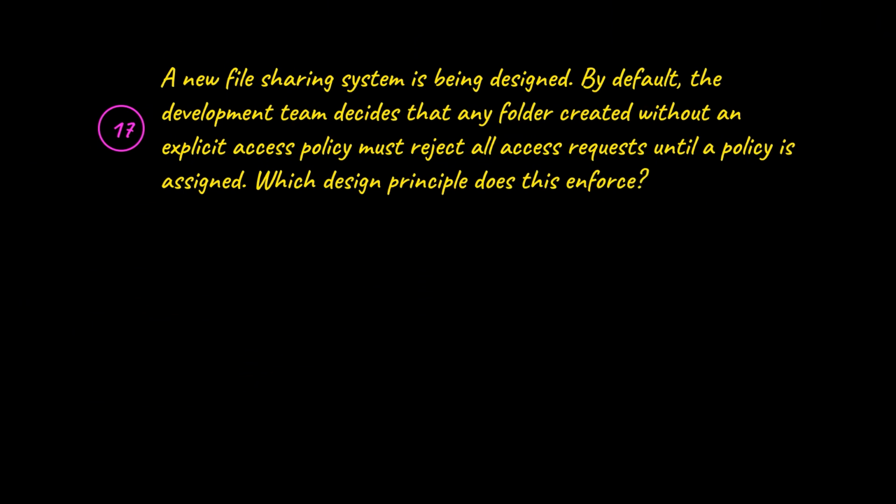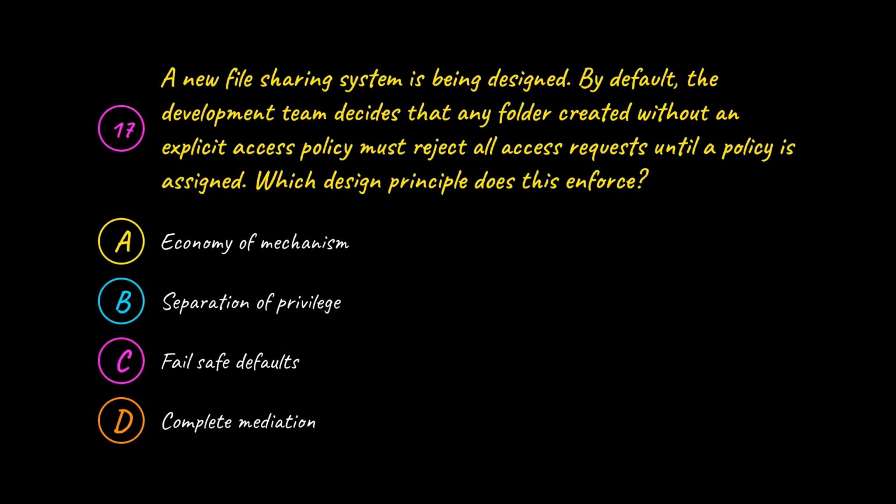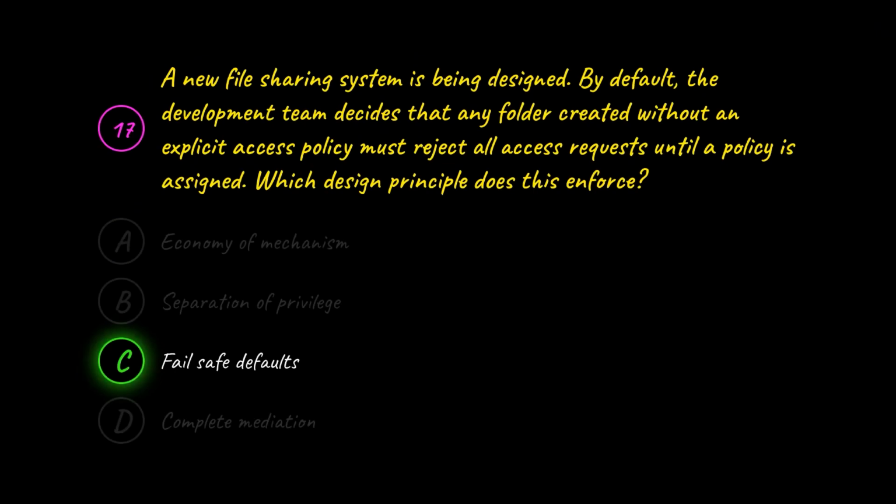Your options are A. Economy of mechanism, B. Separation of privilege, C. Fail-safe defaults, D. Complete mediation. Which one is it? Pause the video if you need more time. The correct answer is C.